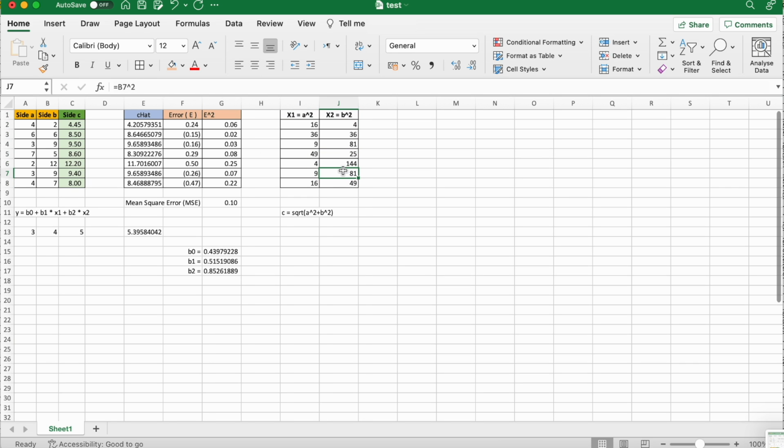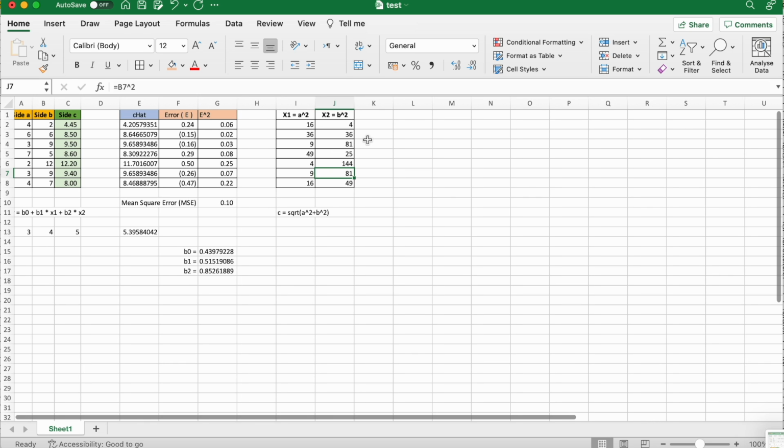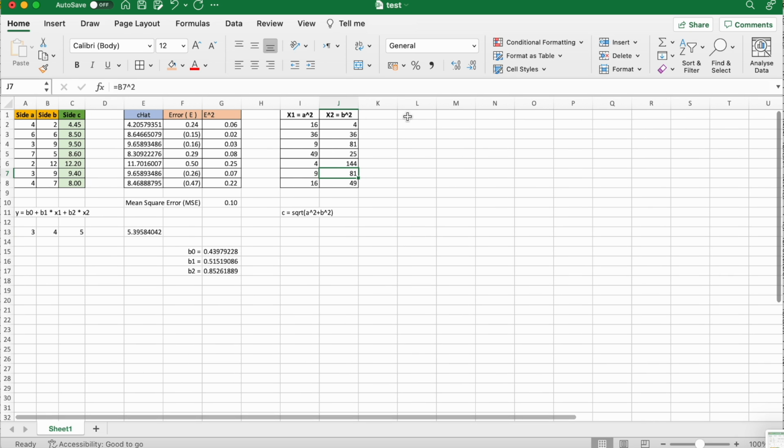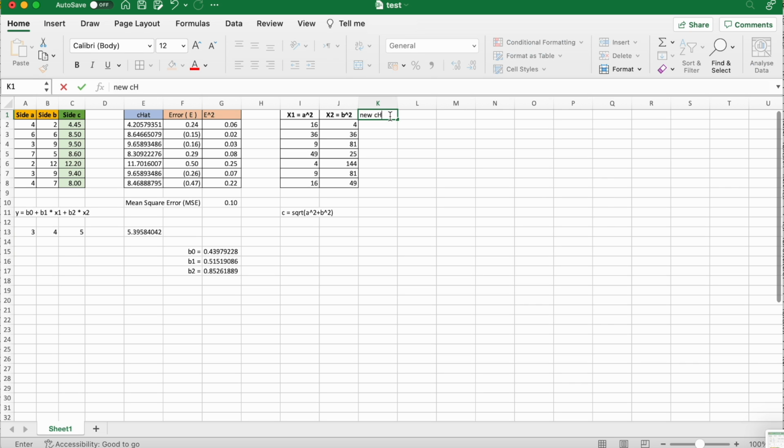So that's neat enough. Now he says let me now calculate my new C hat. So he needs to calculate new C hat. So new C hat would be, again I need to take some values of B0, B1 and B2. So he takes a new set of B0, B1 and B2, and he says let me take some initial values of this. Let's start with 4, 4, 4.